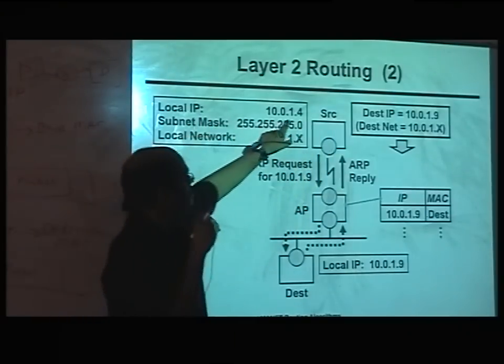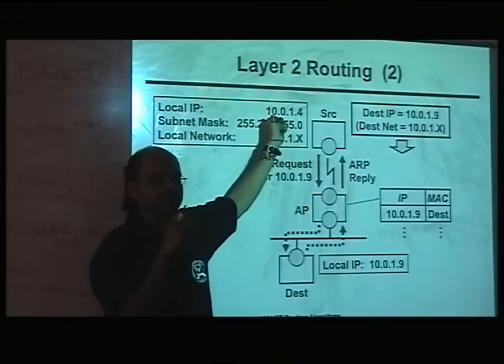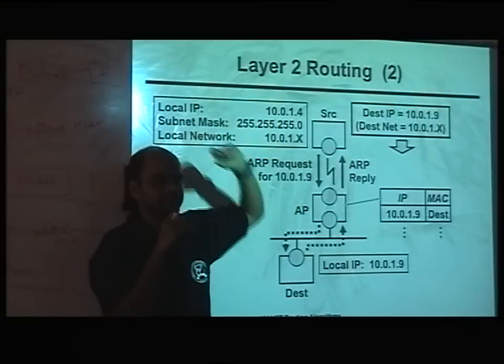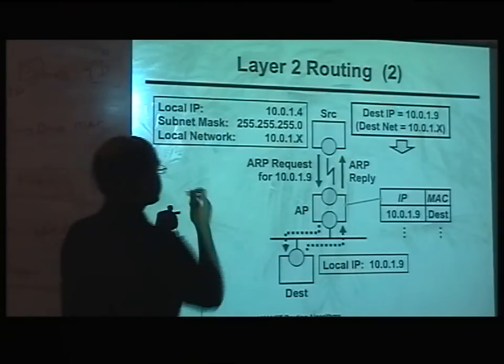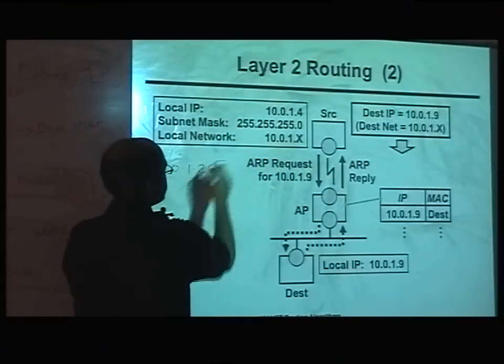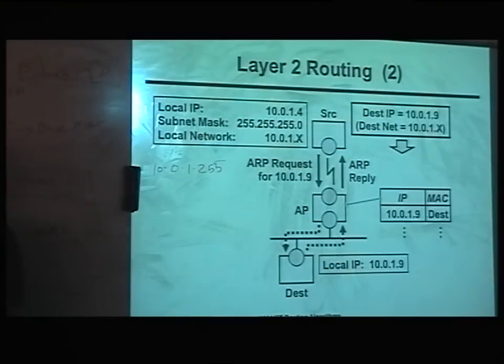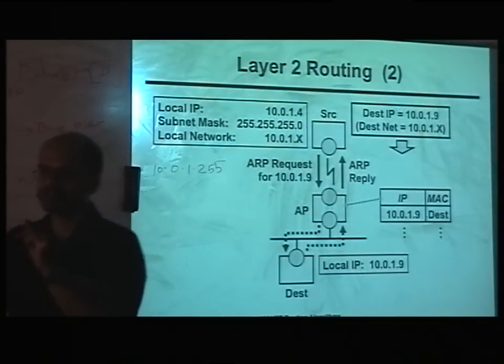So local IP is this, subnet mask is this. So how many nodes are there in this subnet? 255. Why not 256? Because the last one is reserved. It's reserved for the broadcast. So if I say 10.0.1.255, this address by definition of the IP protocol is reserved for broadcast. That means if you send a packet to this, it will be flooded to all the nodes.